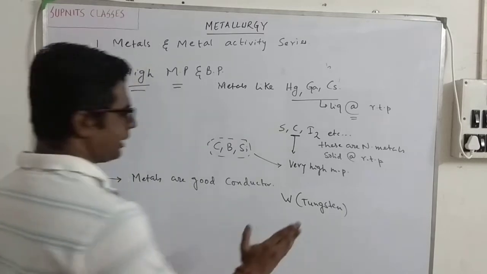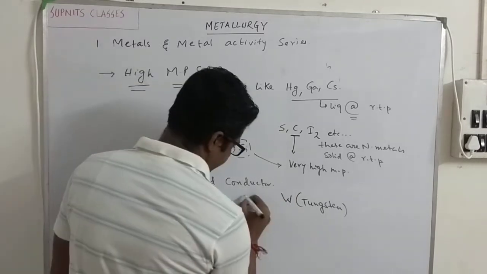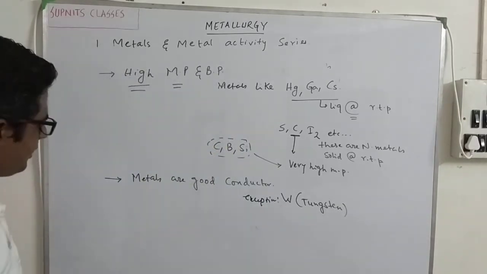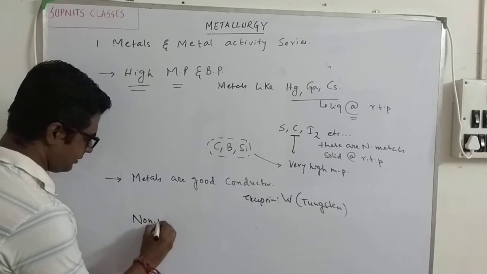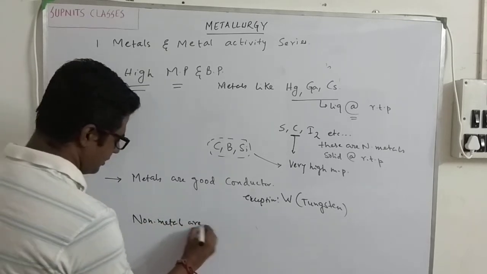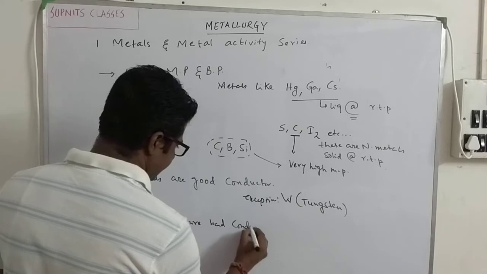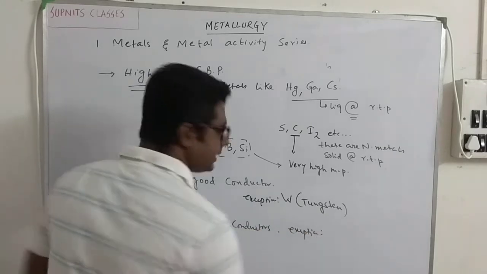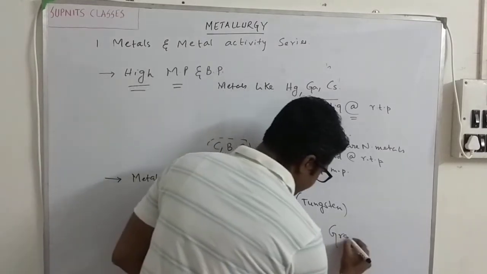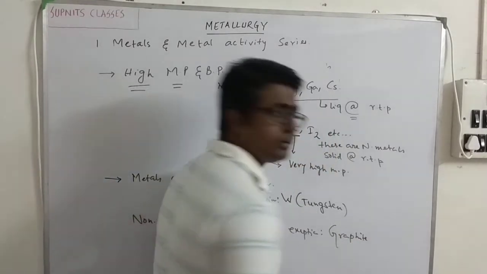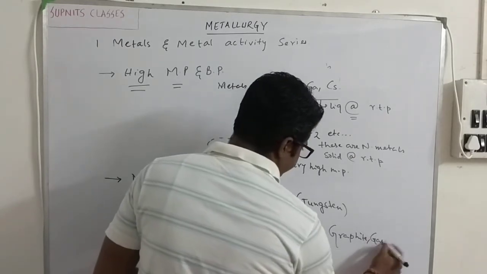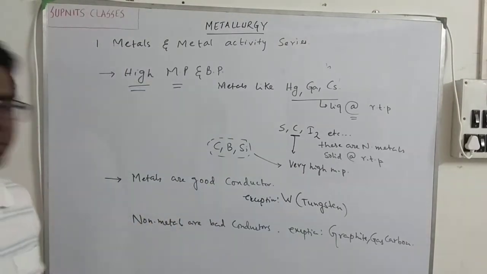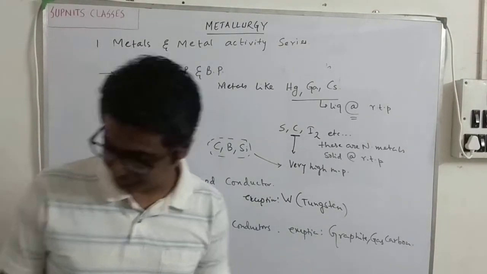So metals are good conductors. There is an exception, and this is the exception: tungsten is not a good conductor. Now if I come to non-metals, they are normally bad conductors, but there are exceptions. Now this is easy: graphite, then gas carbon. These are non-metals, allotropes of carbon, but they are good conductors.